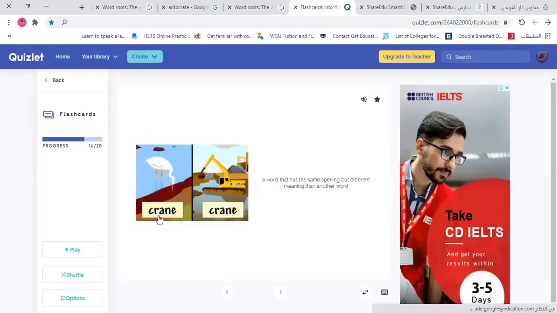Then we have homonym. Homonym, when we have two words that have the same writing, the same sound, but they have different meaning. Like crane, it means the vehicle that we use for digging in the ground, and then we have a crane, which is the bird right here.